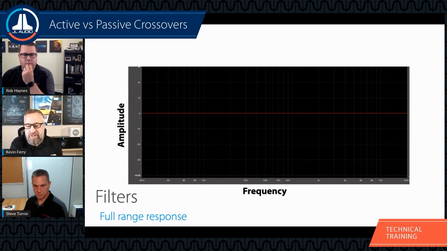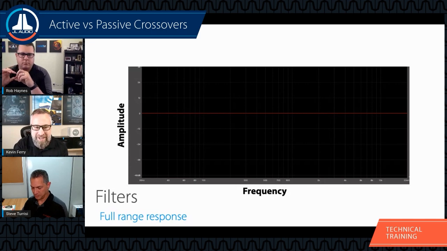Let's start off with taking a look at the filters on here. We have amplitude on the left going up and down, or vertically. We have frequency at the bottom going left and right on there. And what we have is a red line that designates a full range equal output response on there. So we could see that red line.